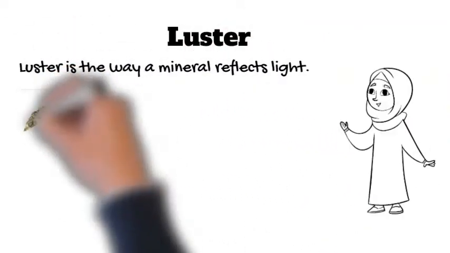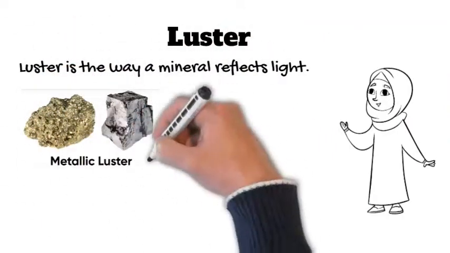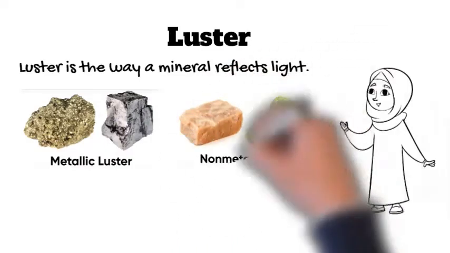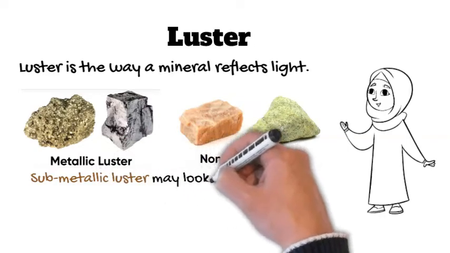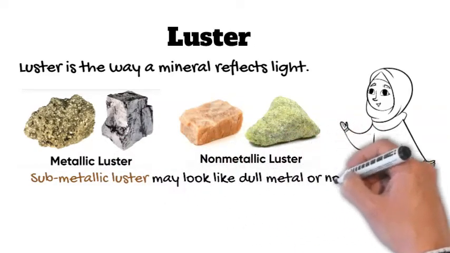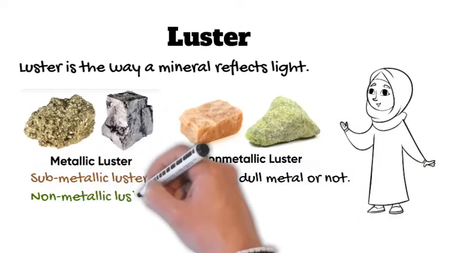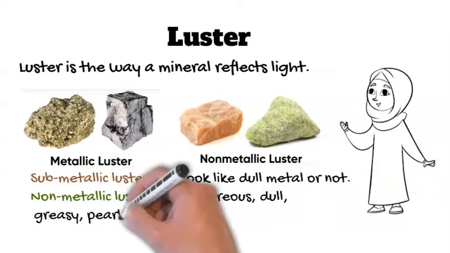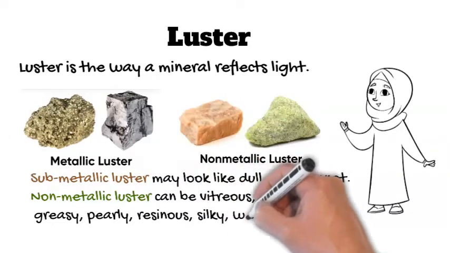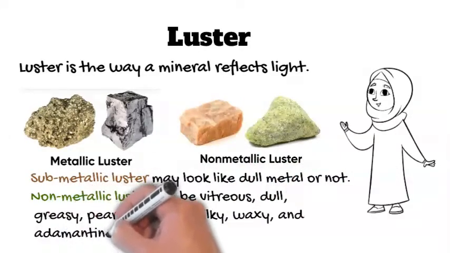For instance, we can look at minerals that are submetallic that may look dull, but the non-metallics, we can divide them up into vitreous, dull, greasy, pearly, resinous, silky, waxy, and adamantine.